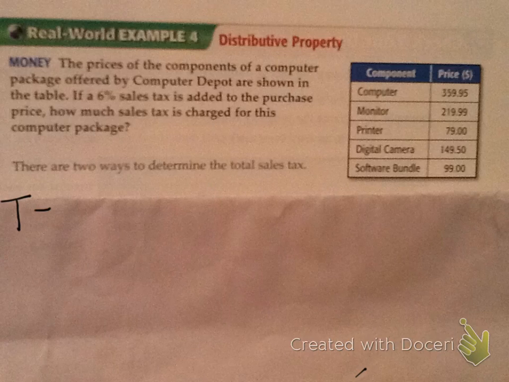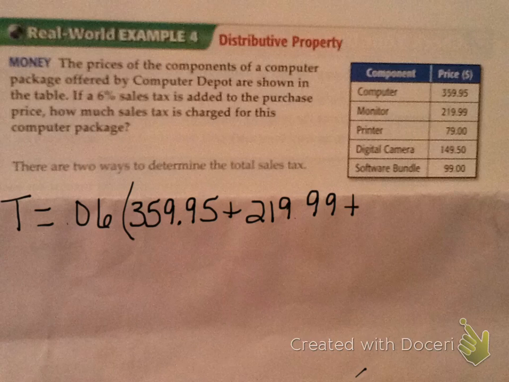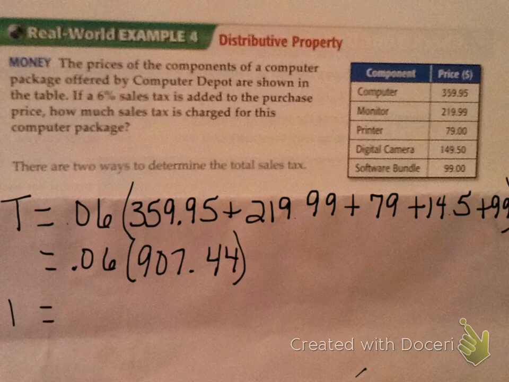Okay, here's a problem. The prices of the components of a computer package offered by Computer Depot are shown in the table. If 6% sales tax is added to the purchase, how much sales tax is charged for this computer package? First, I would add up all your purchases and then multiply by 6%. To multiply a percent, you have to change the percent to a decimal, which is moving it 2 places to the left and dropping the percent sign. So that's how I would set that up. By adding everything in the parentheses and then multiplying by 0.06, your tax is $54.45.